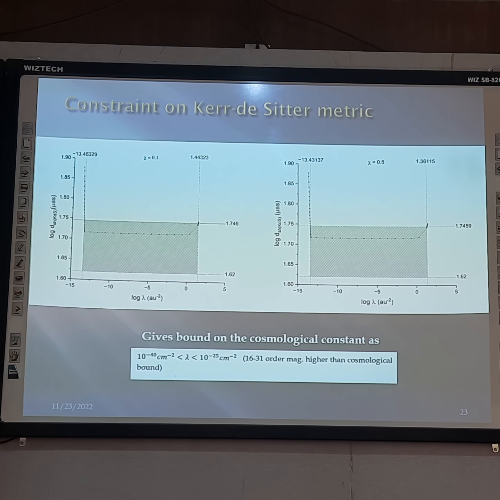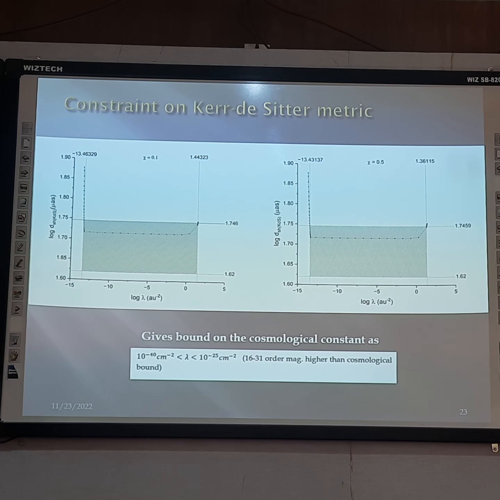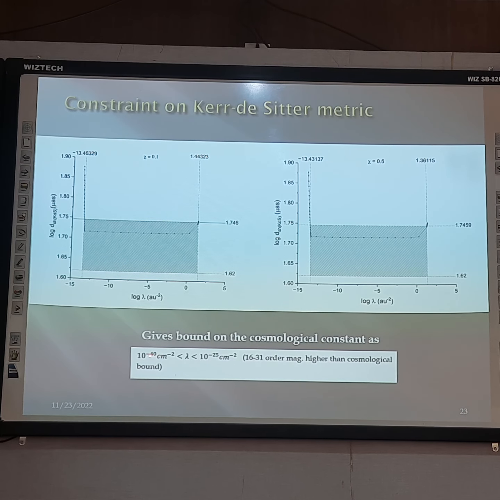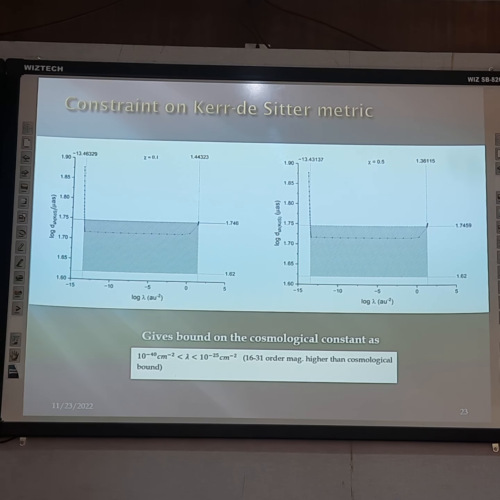So we see the bound for spin 0.1 and spin 0.5, because that is what EHT is demanding: the black hole is a low spin black hole, it can lie between 0.1 and 0.5, the Kerr parameter I am talking about. And when we find the cosmological constant bound, it is 10 to the power minus 40 centimeter inverse square, and the upper limit is 10 to the power minus 25 centimeter inverse square. That is a hard calculation.